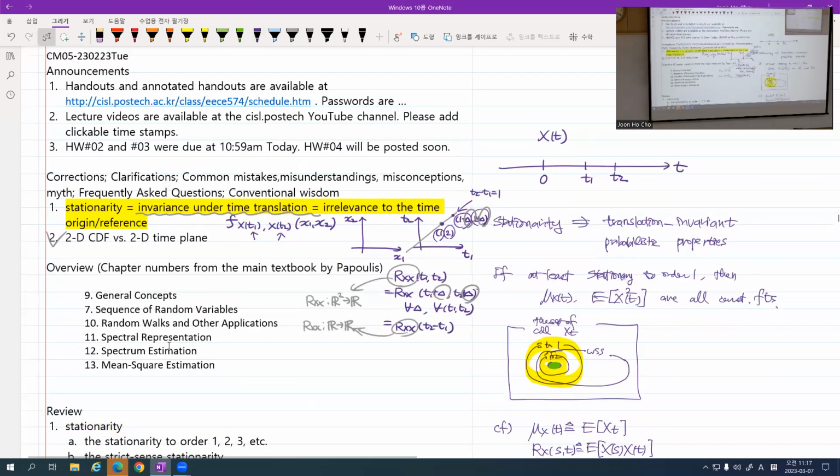And again, stationarity means translation invariance, and probabilistic properties are translation invariant. Got it? Okay, so overview. We are still covering chapter 9, and I have told you that we will stay on that chapter for a long time because we will take a look at almost every chapter in the Peebles textbook related to the random process. And then we move to chapter 7 of the Papoulis textbook.